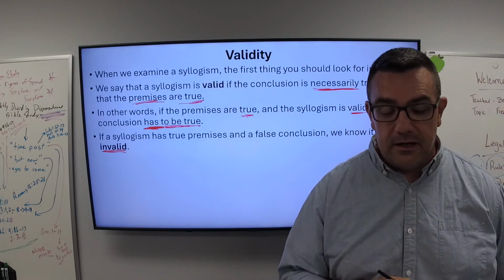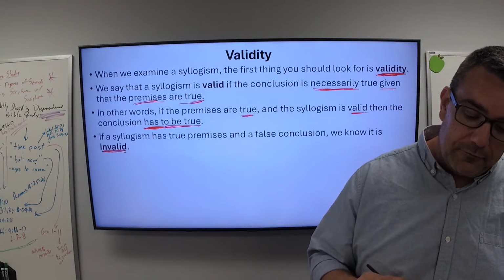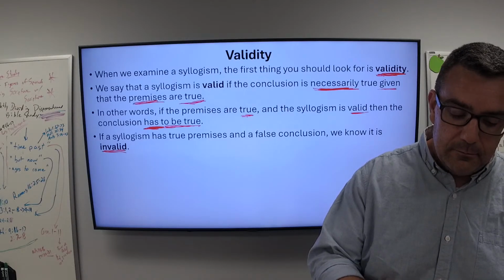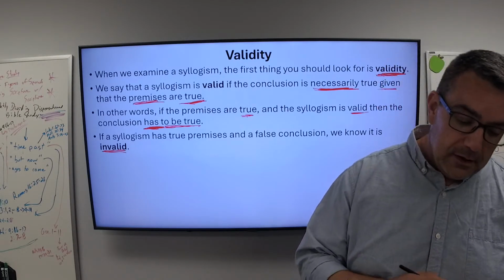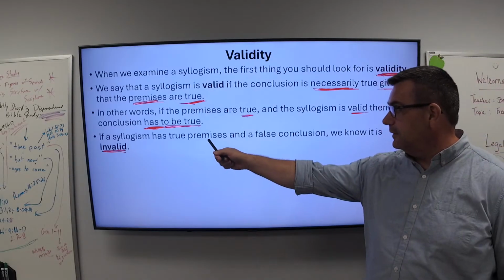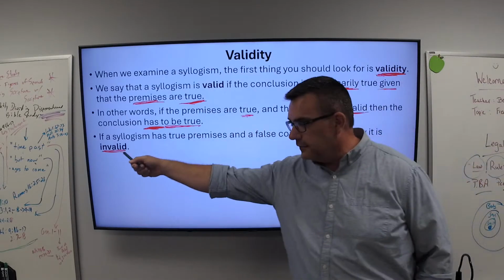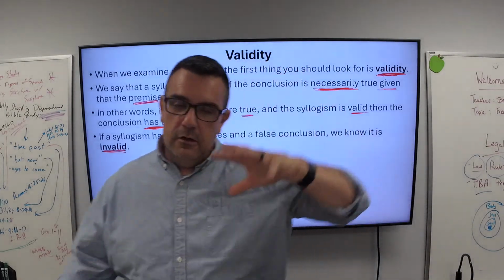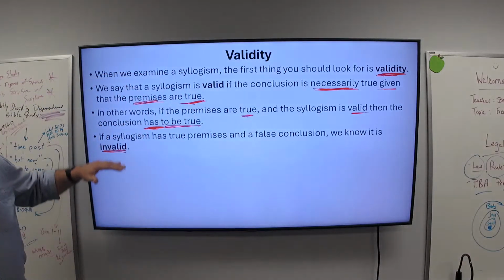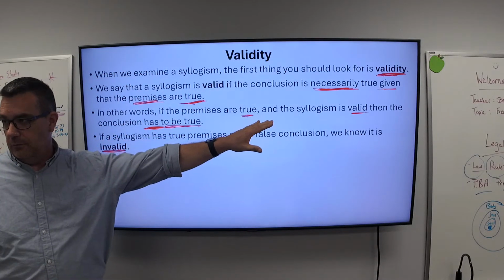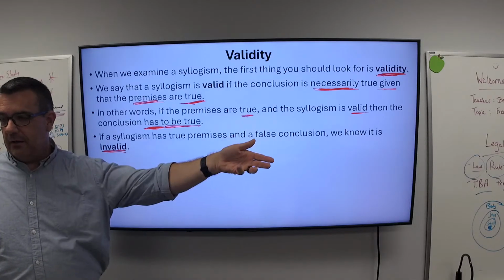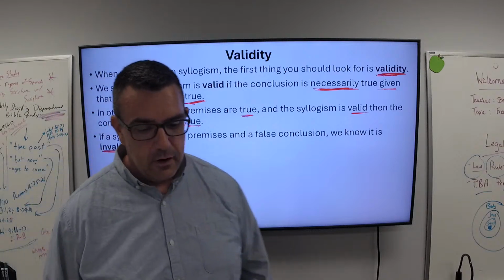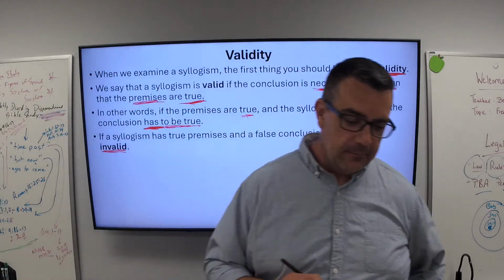Okay? So validity, let's just review. When we talk about validity, we're talking about a situation where, if it's valid, the conclusion is necessarily true given the truth of what? The premises. If a syllogism has true premises and a false conclusion, we would then say it's what? Invalid. Notice in these two scenarios that validity is not the same thing as truth. You can have a valid syllogism, you can have an invalid syllogism, and what we're really talking about is the structure of things.